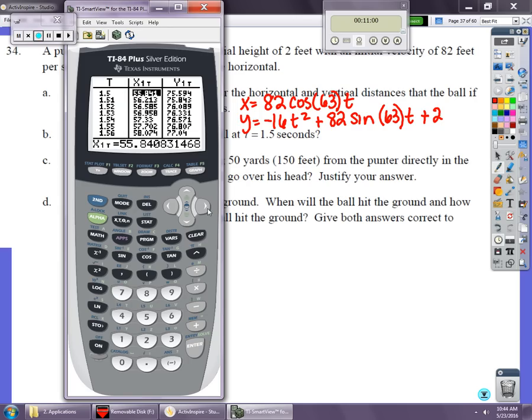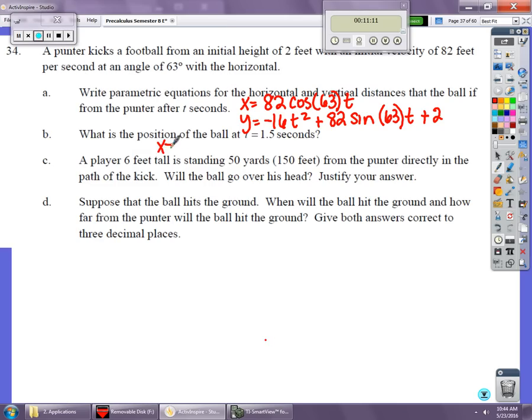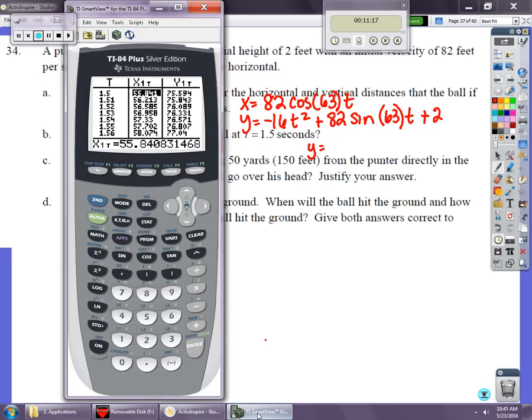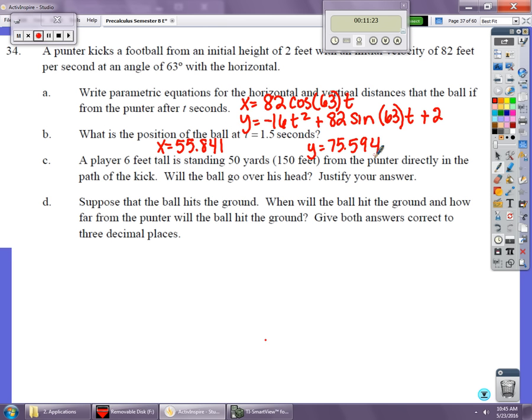So 55.841, and that's the horizontal distance. And vertically, it's been 75.594. So x equals 55.841, and then y equals, I'm going to leave myself some space so I can fill in some words, 75.594. I think I wrote that right. Okay, so this is feet vertically, and this is feet horizontal. Right? So the x is how far it's gone from the punter, and the y is the height.